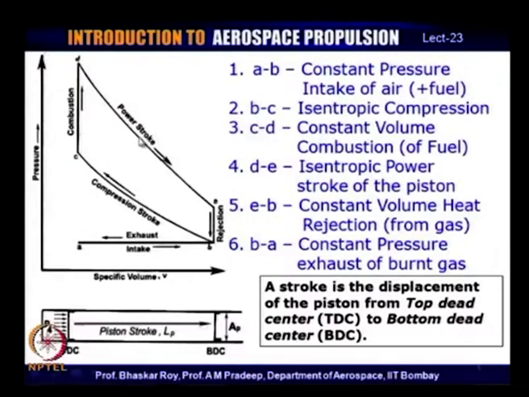So, we have work done or power stroke, which is isentropic, and work input or compression, which is isentropic. And then at the end of the process at E, we have a constant volume heat rejection from the burned gas, a mixture of fuel and air. And then at the end of this rejection process, we again have the exhaust of the burned gas from the system, which is again a constant pressure process. It is ideally envisaged to occur at constant pressure.